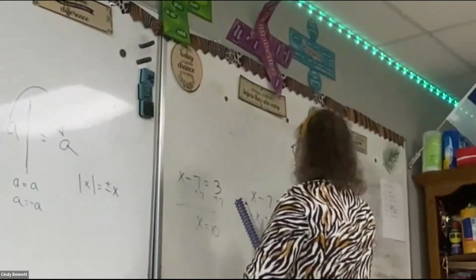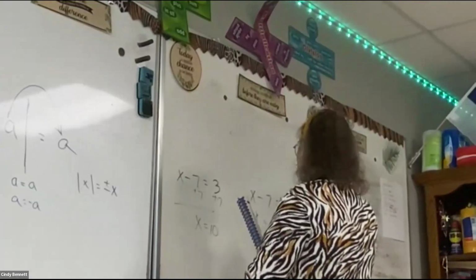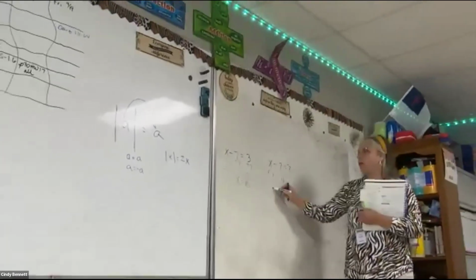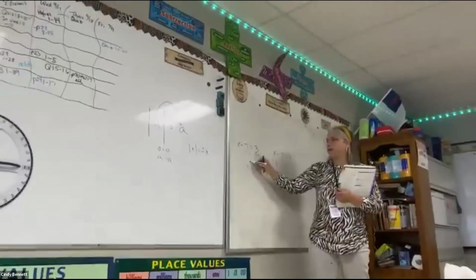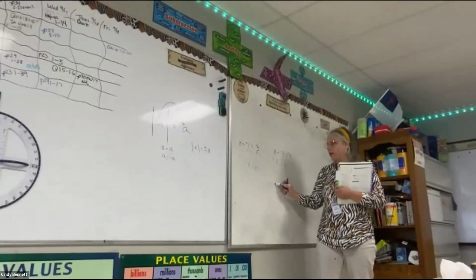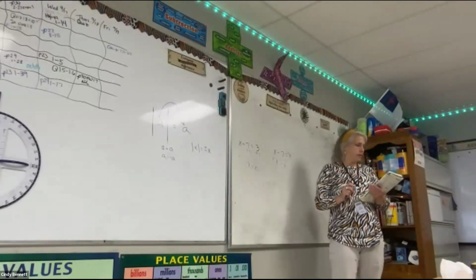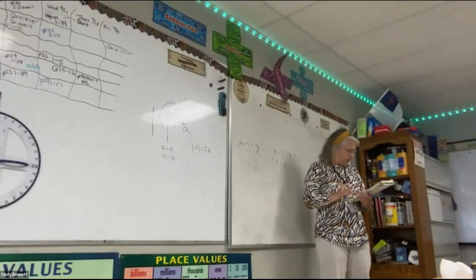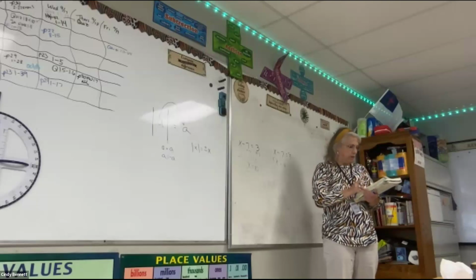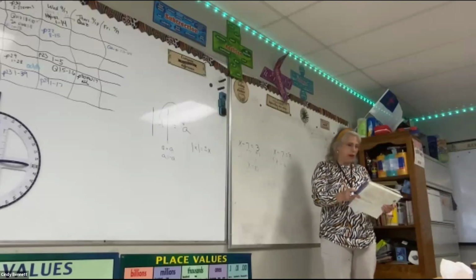Add 7, x is equal to 10. Then x equals, add 7, I get positive 4. So you see we have two answers. X can be 10 and x can be 4. That's how it is explained on page 43. Now we are turning the page.